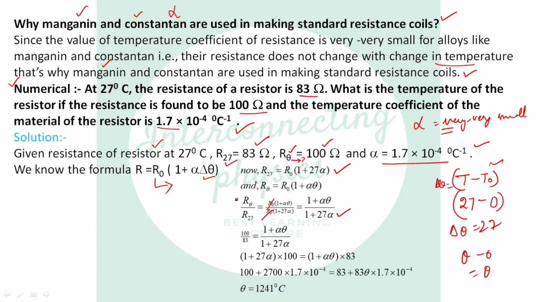Now let us put the value of R theta, which is 100 ohm, and the value of R27, which is 83. Now let us cross multiply this and put the value of alpha. We will get the value of theta as 1241 degrees Celsius. So in this way we can calculate the temperature of the resistor if it is not given.